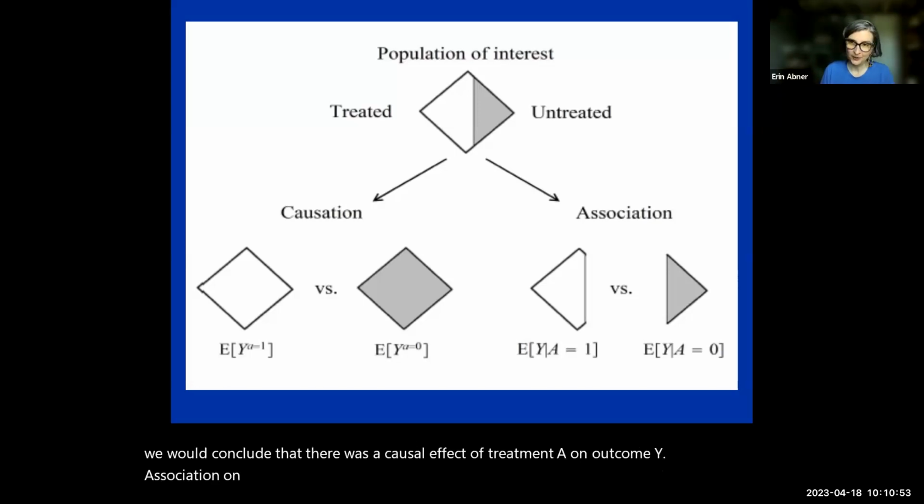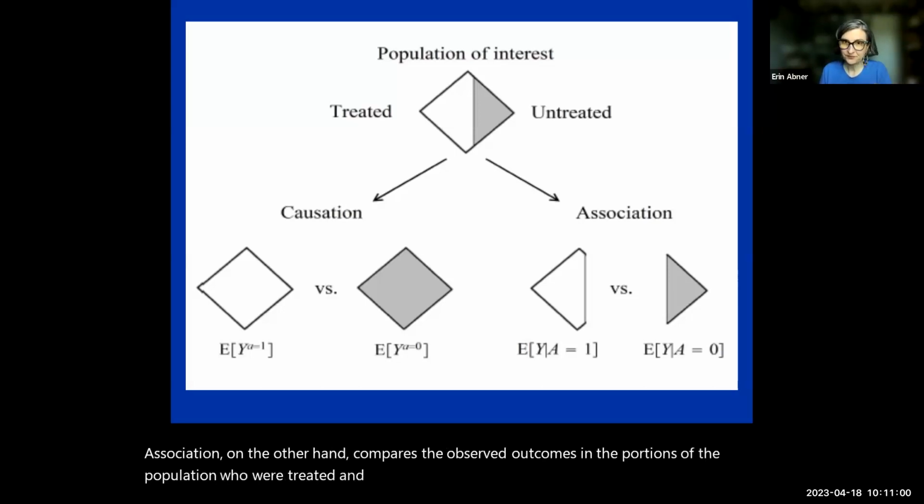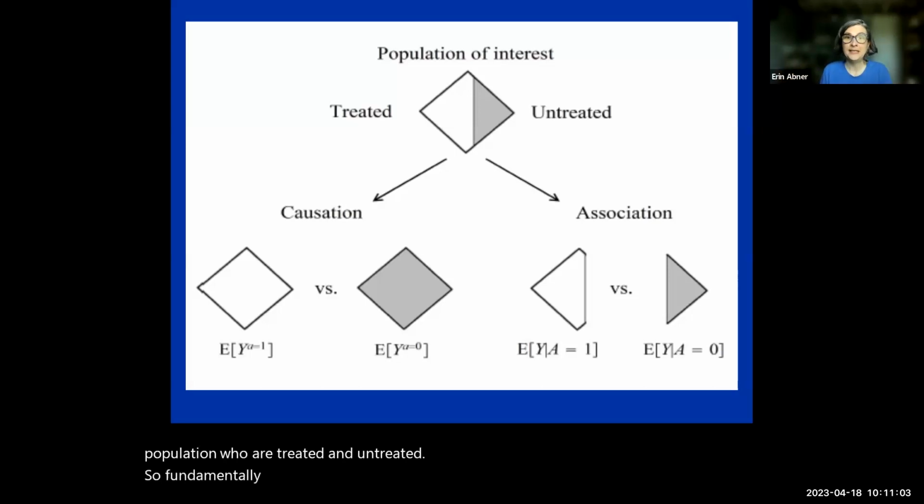Association, on the other hand, compares the observed outcomes in the portions of the population who are treated and untreated. So fundamentally, the things that we are trying to estimate are different.